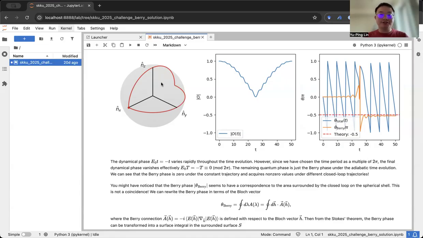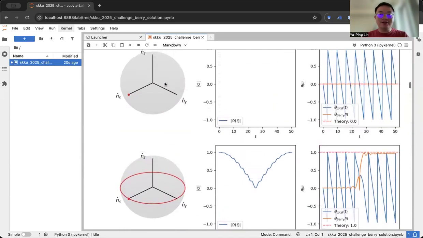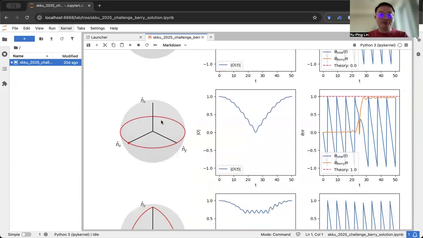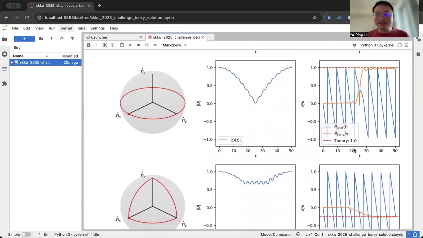And for a unit Bloch sphere, the magnitude of the Berry curvature is the same along all directions. So the Berry phase accumulated will just be proportional to the area that the trajectory surrounds. For example, for the constant Hamiltonian, you have 0 area, so it is essentially 0. And for the closed trajectory like this, it is half of the Bloch sphere, and you will see 1.